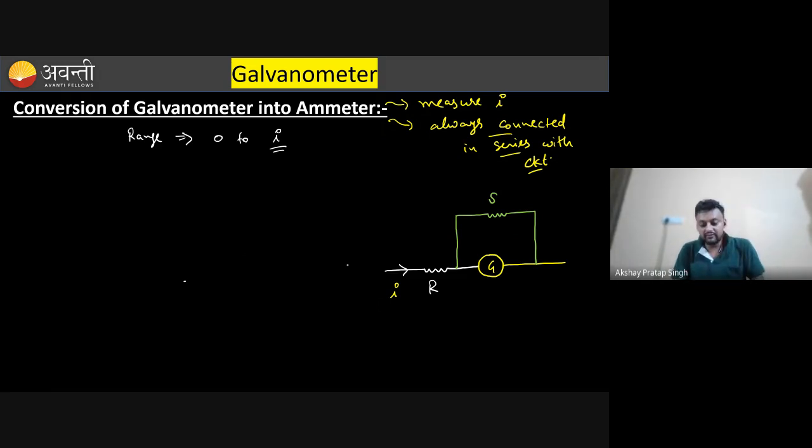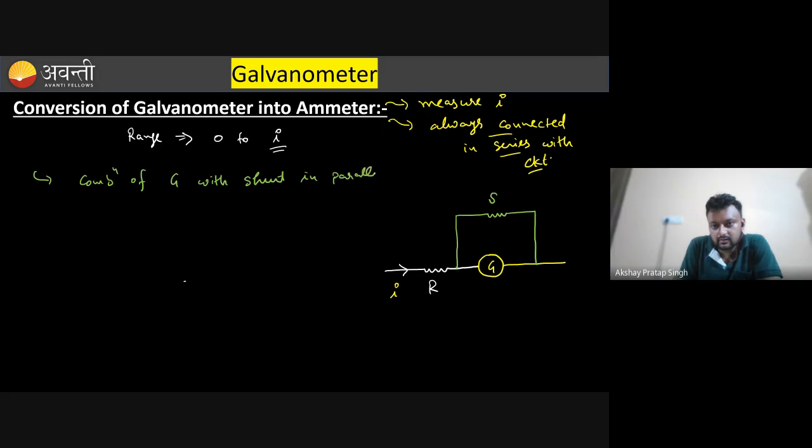Try to listen to each and every word of what I'm saying. A combination of galvanometer with shunt in parallel is called ammeter.